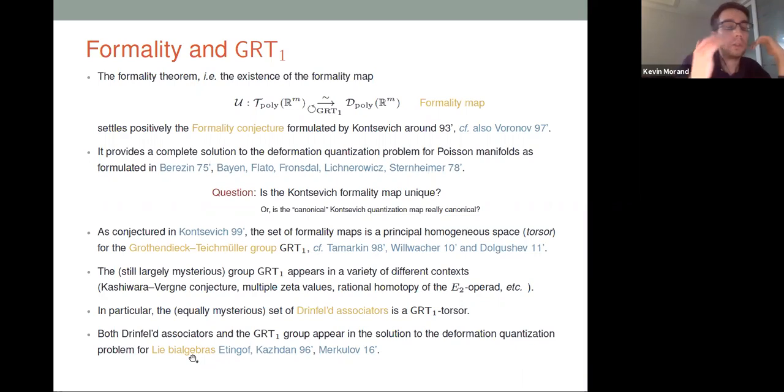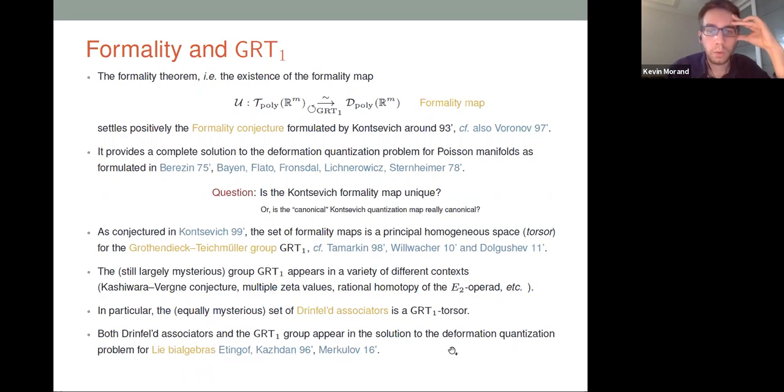So basically, these are the two formal deformation quantization problems for which we have a complete solution, and both of them involve both the Drinfeld associators and the GRT1 group. So for Lie bialgebras, the solution has been given by Etingof and Kazhdan, and this construction has been put within the setup of the formality theorem by Merkulov later on.